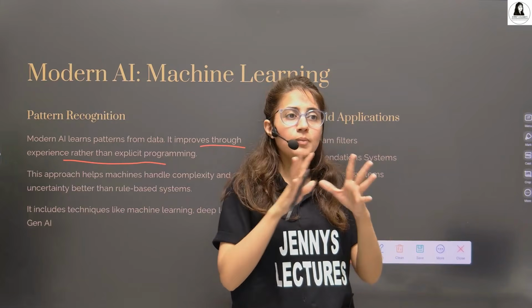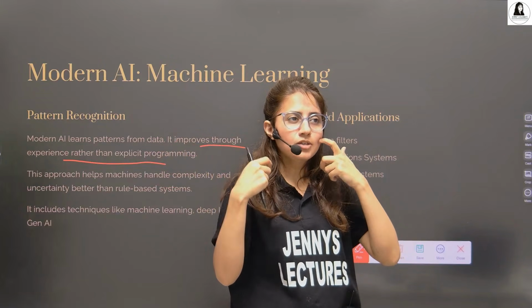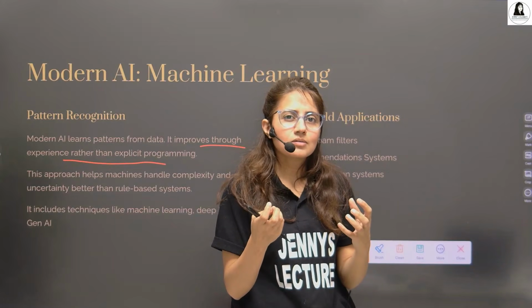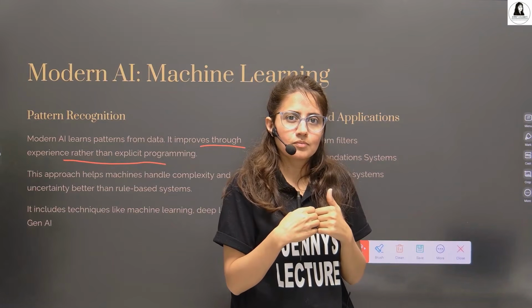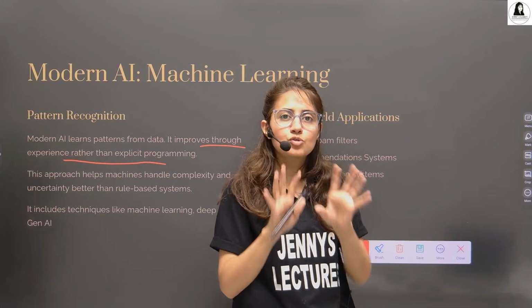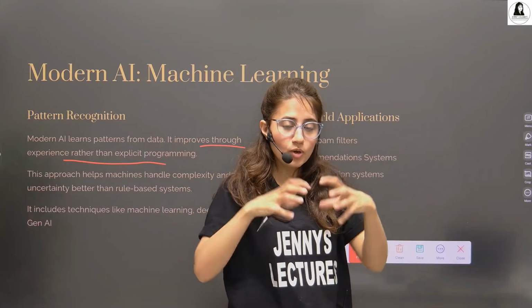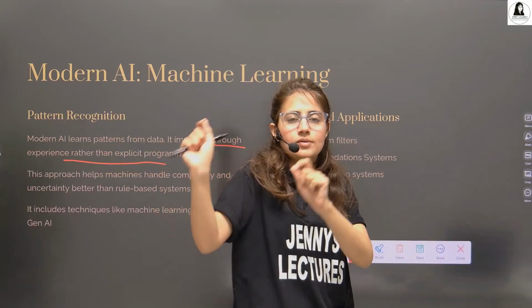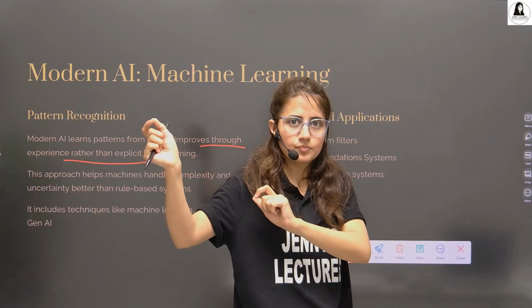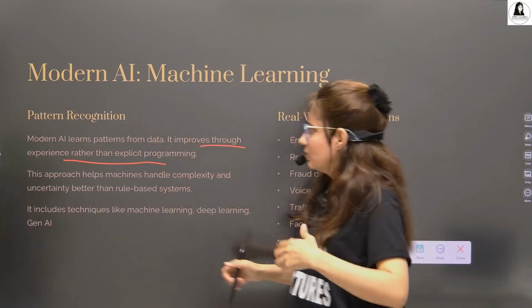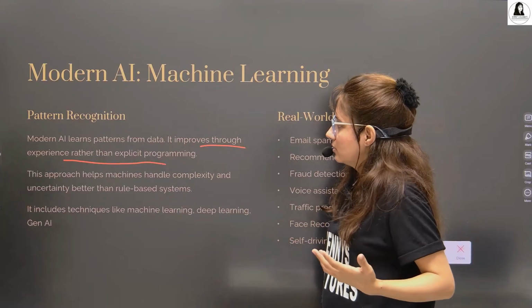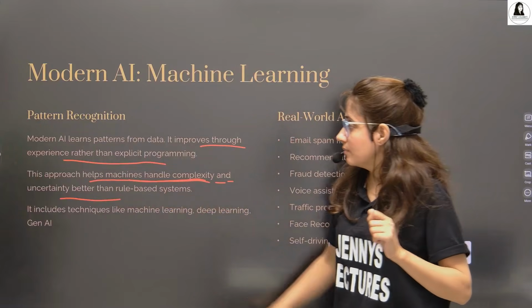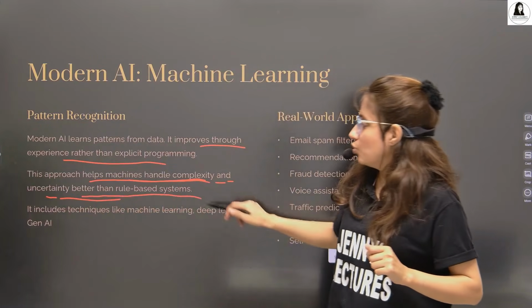As we are exposed to more and more data, we learn more and more. So if machines are exposed to huge data, if we train them on huge data, then definitely they give accurate results. Their performance improves like this. So machines also learn from data by recognizing patterns. This approach helps machines handle complexity and uncertainty better than rule-based systems.